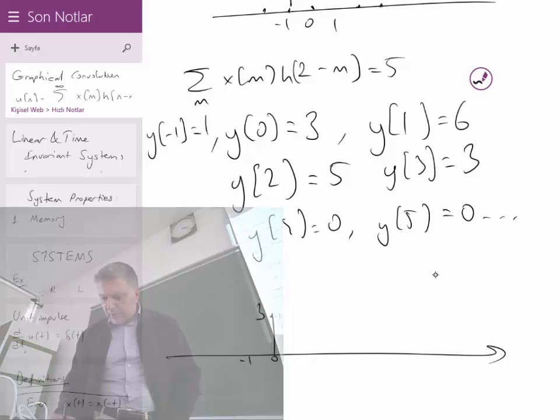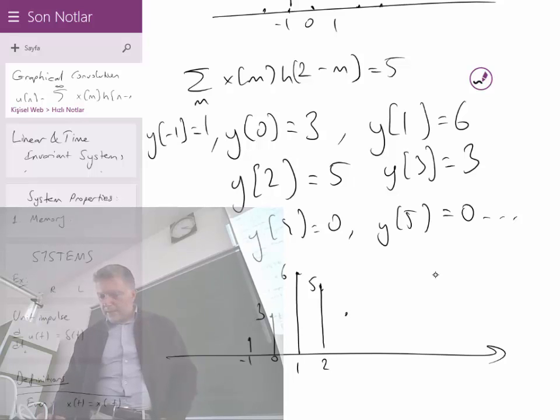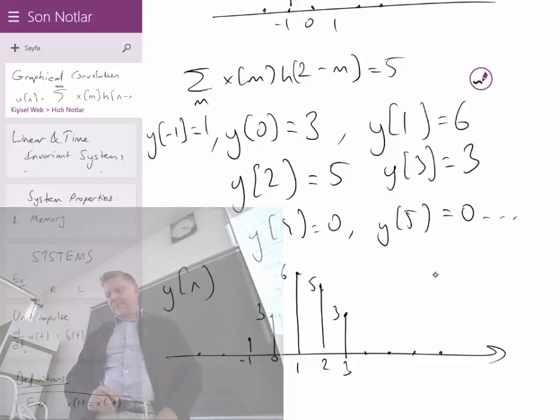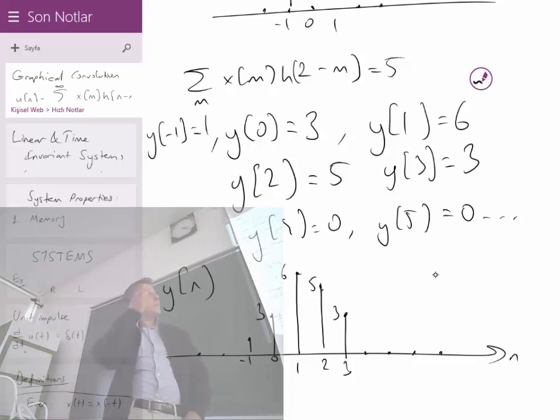At minus 1, it is 1. So 1, 3, then 6 at 1, then 5 at 2, and again 3 at 3, and the others are zeros. And this is y of n that I have drawn on the axis of n.